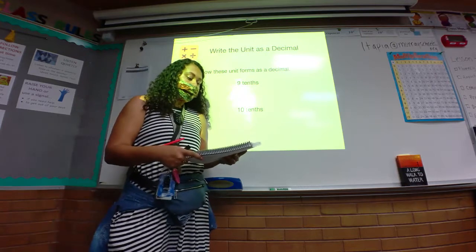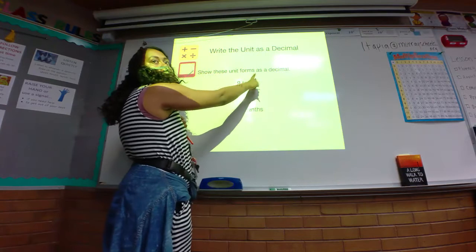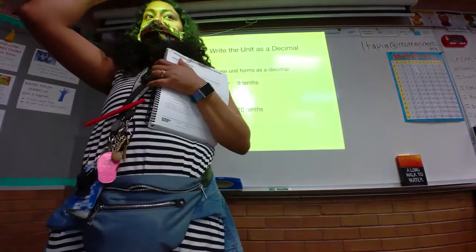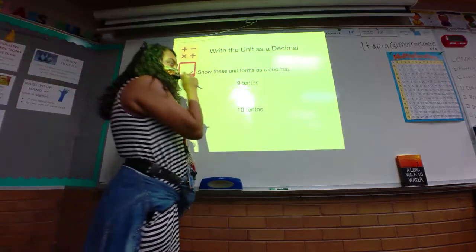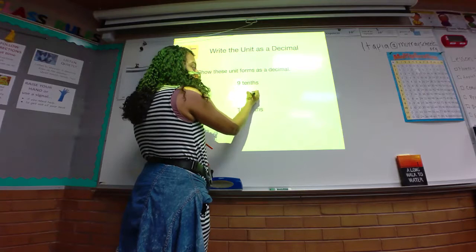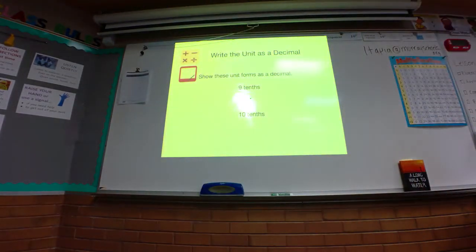Okay. So now, you're going to show these unit forms as a decimal. So read it and write it on your whiteboard and then hold it up and show me once you've got it. Ready? 9/10. So what does this look like as a decimal? Write it down and show me. What are the instructions?